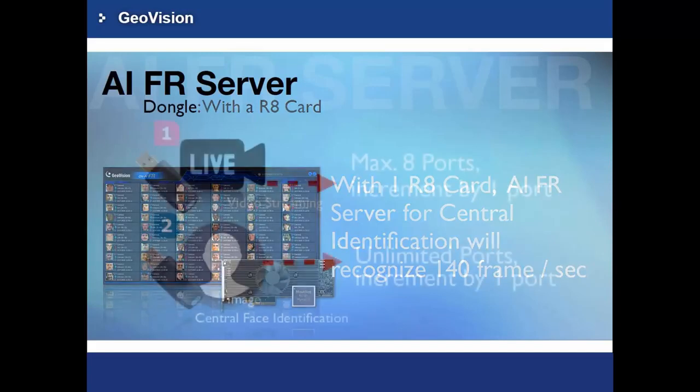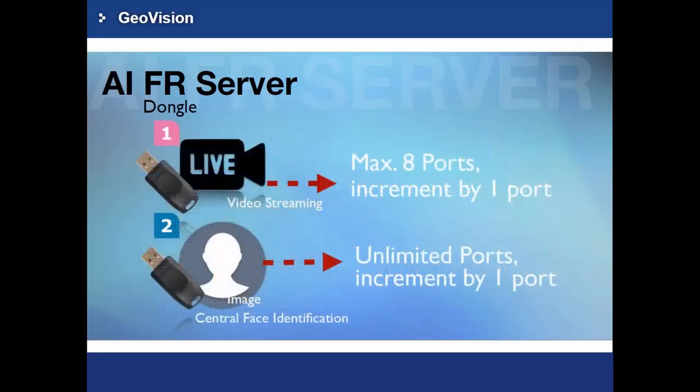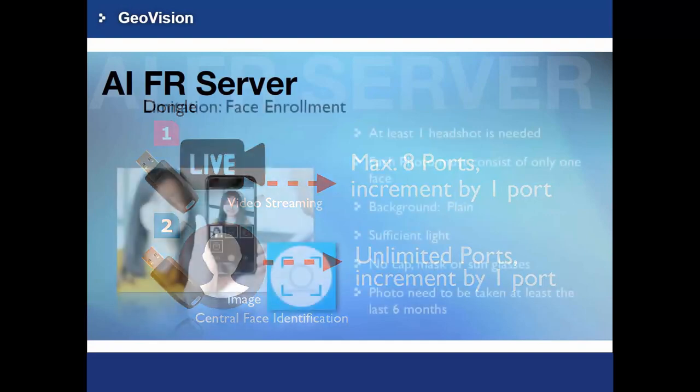per second. The AI-FR server is paid software, so you need to purchase a dongle to start up. Here is the dongle rule applied to the software. If you're using video stream from a video source, the maximum number of channels you will have is 8, in increments of 1 channel. If you're using digital image from a video source, the maximum number of channels you will have is unlimited, in increments of 1 channel as well.